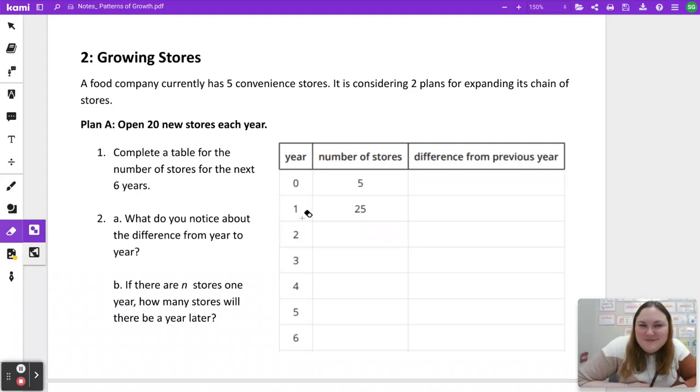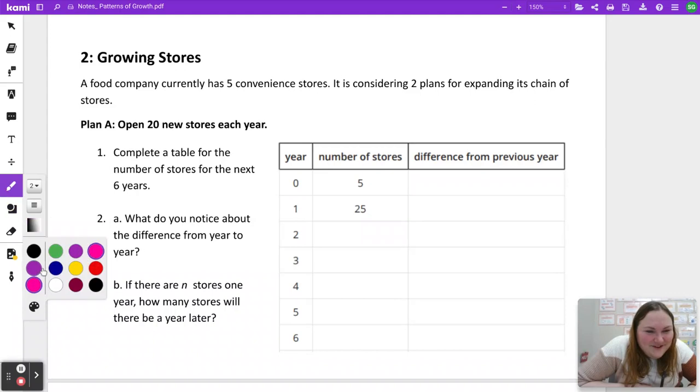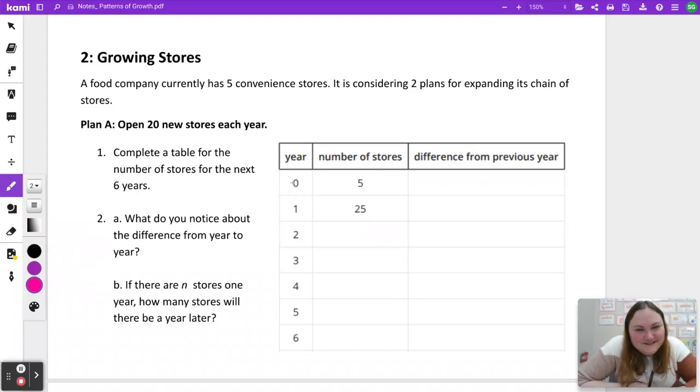Now notice some of the table's already done for us. We've got this first pair of numbers, year 0 is 5 stores. Year 0 sounds a little weird, but remember that 0 just represents today, right now. So not a year into the future, but the starting point. So they're starting with 5 stores. And we're also told by year 1, there's 25 stores. Where do you think that 25 came from?